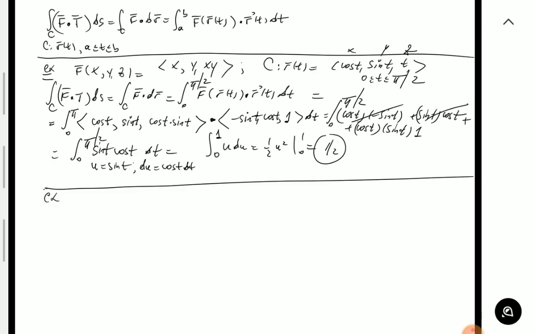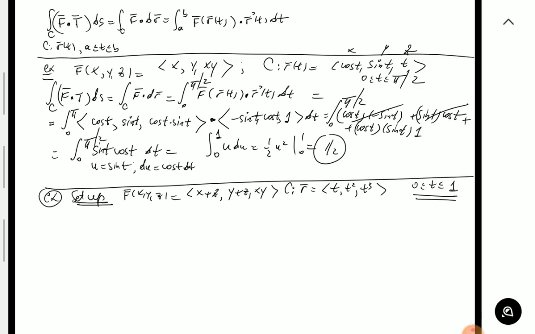So just to set up another one, to see how it works. Let's say you have big F of x, y, z given by x plus z, y plus z, and x times y, and then the curve is given by t, t squared, and t to the power 3. We're not going to compute this because it's probably impossible to compute, but let's say t is between 0 and 1. So that's the curve C.